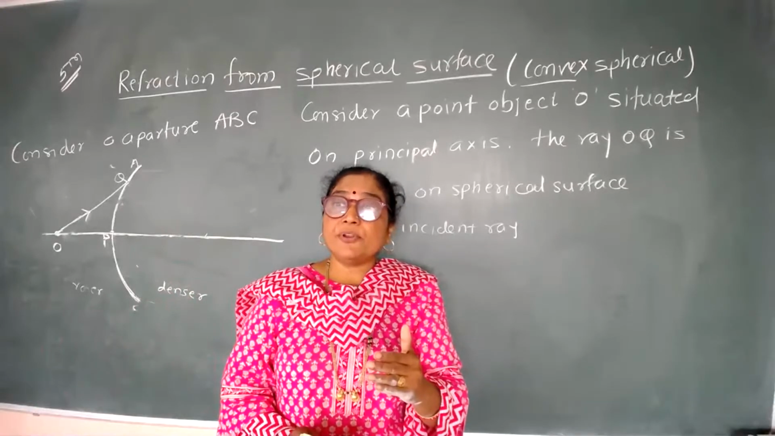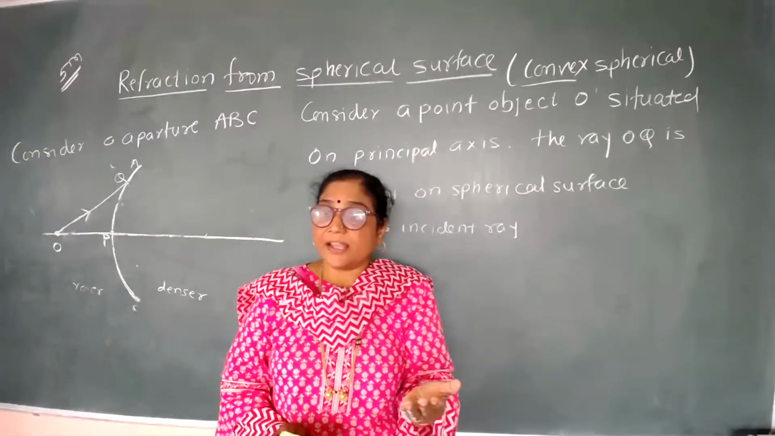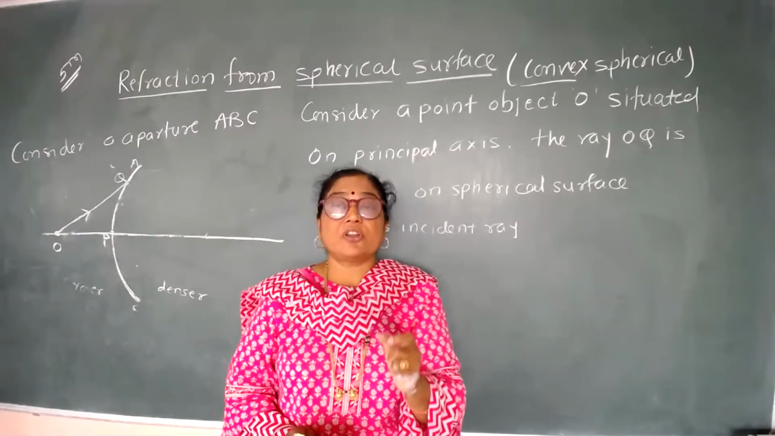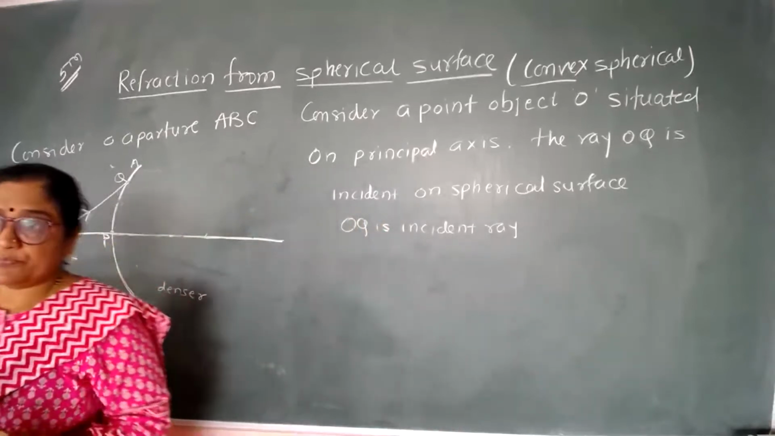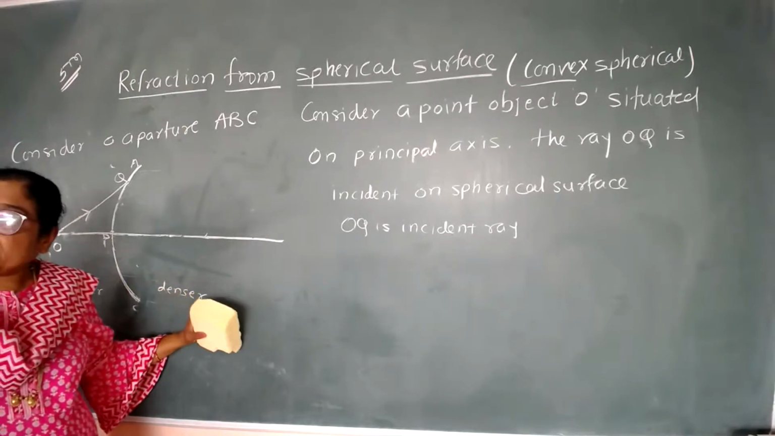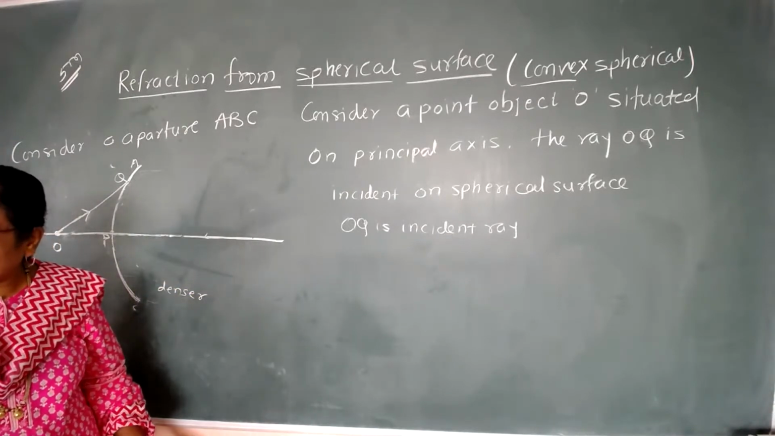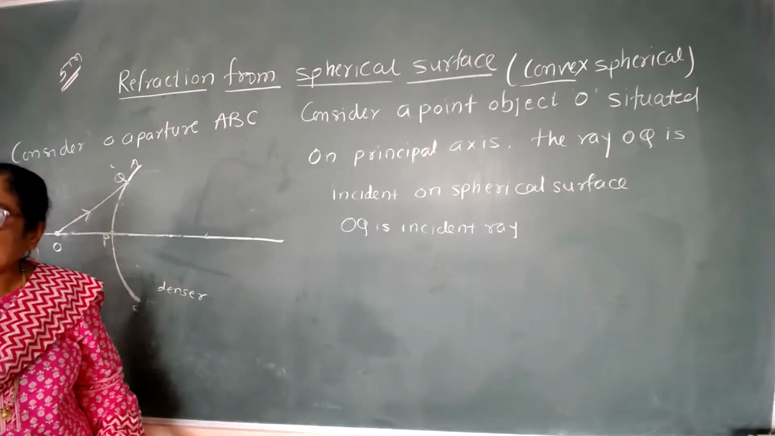So before that we draw a normal line. Before we see how much the angle of refraction is, what do we do? We draw a normal line. Where do we draw the normal line? At the point of incidence. We draw a normal line at the point of incidence.